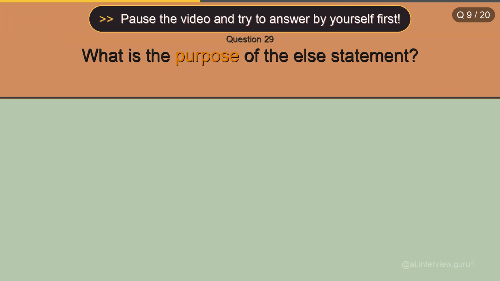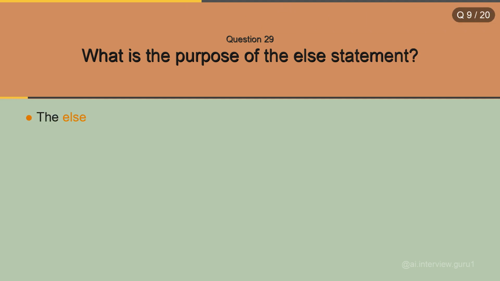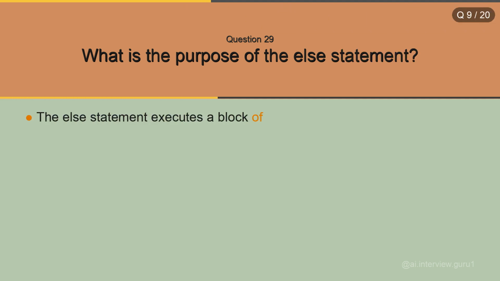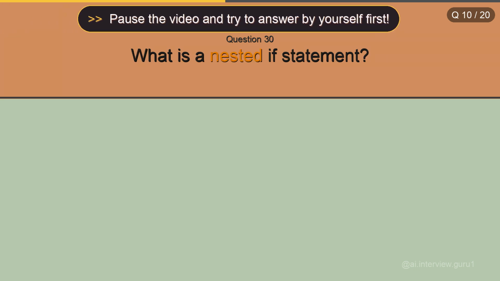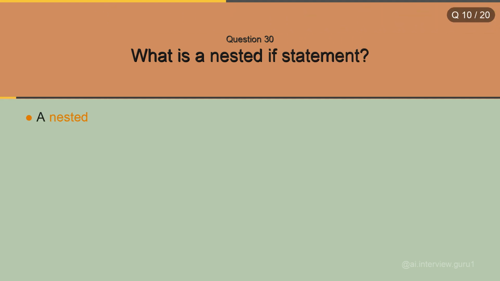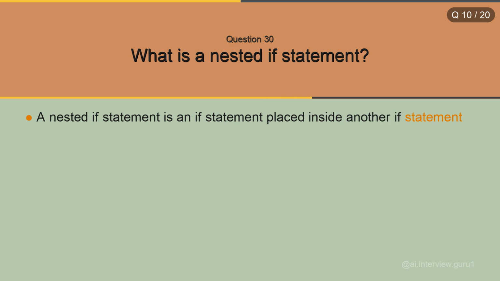What is the purpose of the else statement? The else statement executes a block of code when all previous conditions are false. What is a nested if statement? A nested if statement is an if statement placed inside another if statement to check multiple conditions.